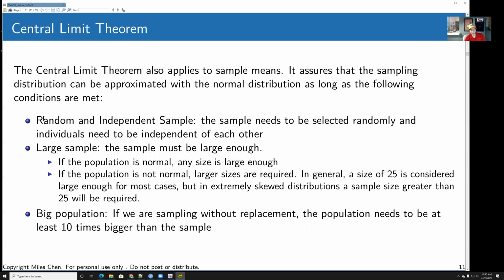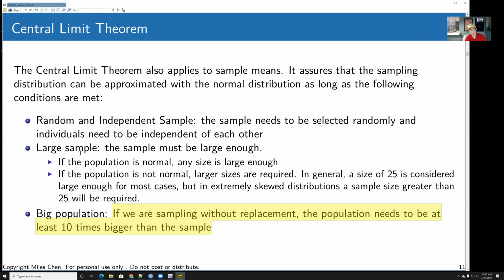You've got the random and independent sample, you have to have a large sample, and you have to have a big population. So the sample needs to be selected randomly, and individuals need to be independent of each other. That condition remains the same. For the big population condition, if we're sampling without replacement, the population needs to be at least 10 times bigger than the sample. That condition is also the same as what we had when we were dealing with proportions. And then the only thing that really changes is the large sample condition, okay?